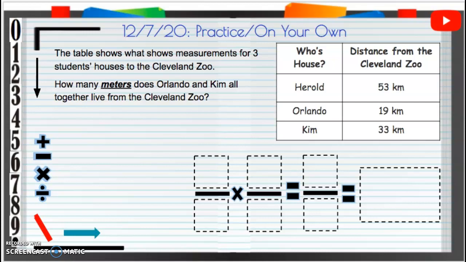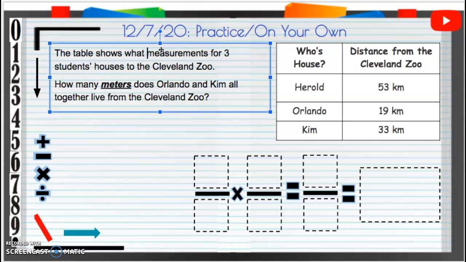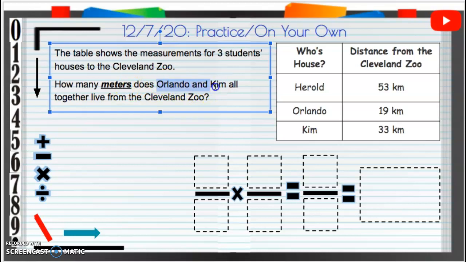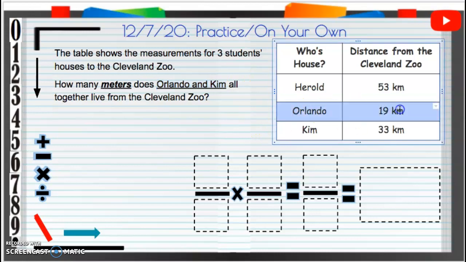All right, so the table shows measurements. The table shows the 3 measurements for 3 students' houses to the Cleveland Zoo. How many meters do Orlando and Kim all together live from the Cleveland Zoo? All right, so we're trying to figure out Orlando and Kim. So we need to get Orlando's and Kim's distance. So Orlando's distance is 19 kilometers and Kim's distance is 33 kilometers.